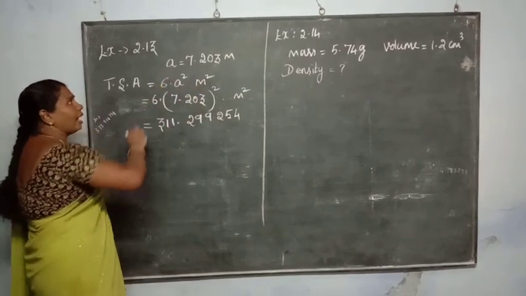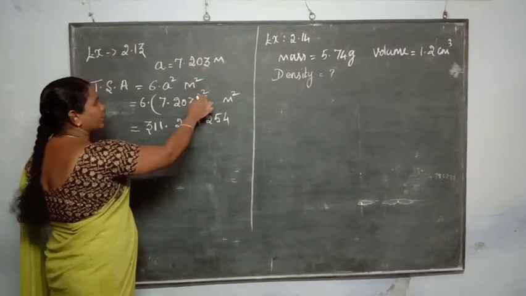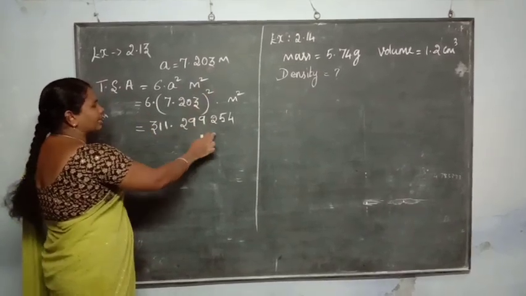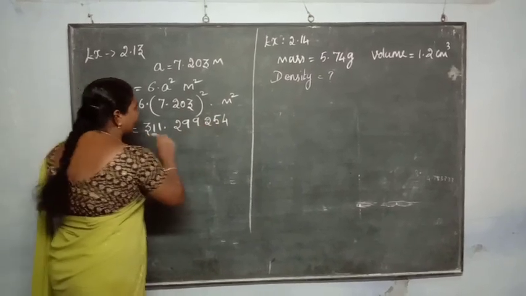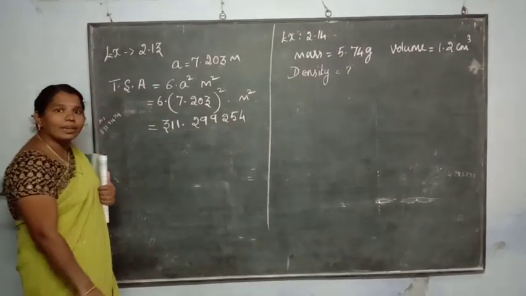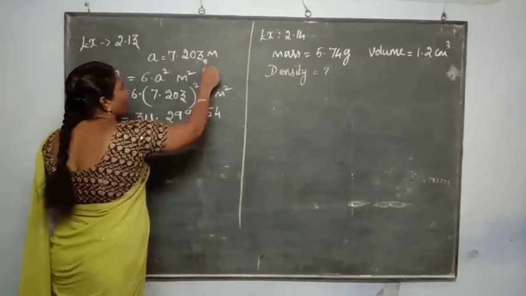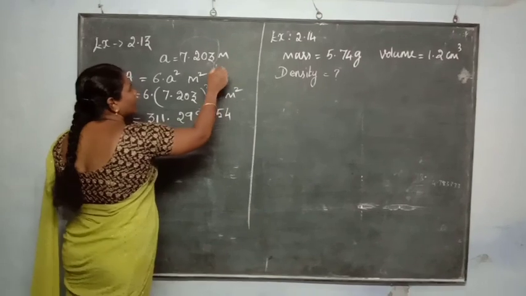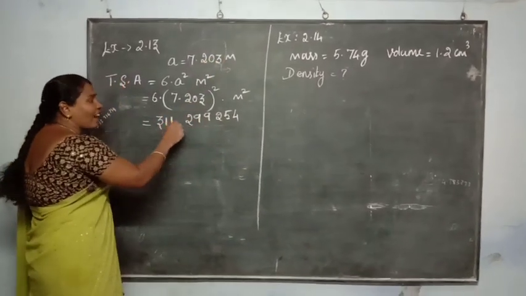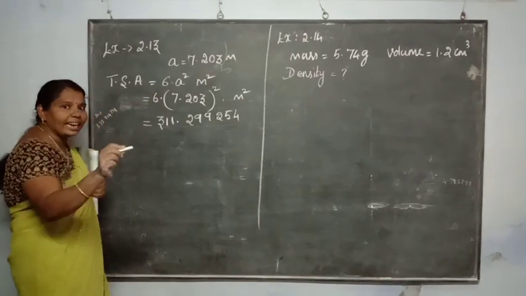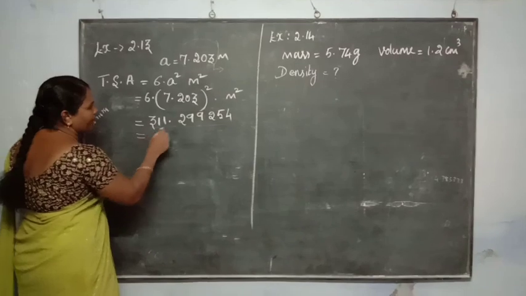See here. So the total surface area formula is 6a square and the unit is meter square. What is the given a value? a is equal to 7.203. So when you square this and multiply by 6, you get the term 311.299254. See here, there are so many digits after the decimal. So you need to find how many significant digits here. a is equal to 1, 2, 3, 4. Therefore, the final answer should also retain 4 significant digits only.